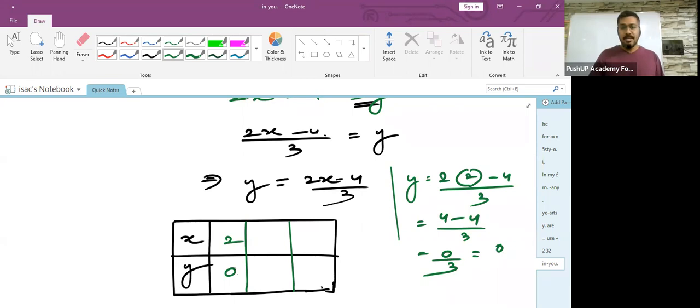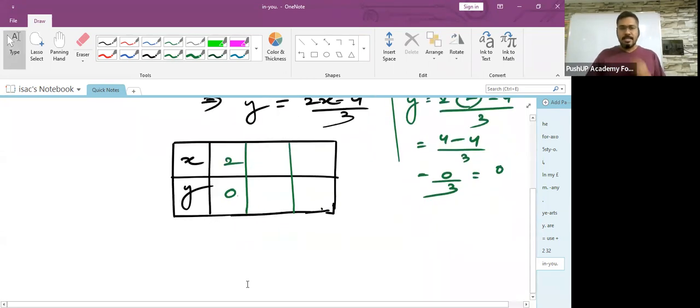All right. Now, let's take the next one. If I take x is equal to 3, it will give me a fraction. Then just a minute, children. 4, no, 5, no, 6. 6 into 2 is 12, minus 4 is 8. 8 by 3, which is a fraction. Then 7, so 14 minus 4 is 10. 10 by 3, again, it is a fraction.